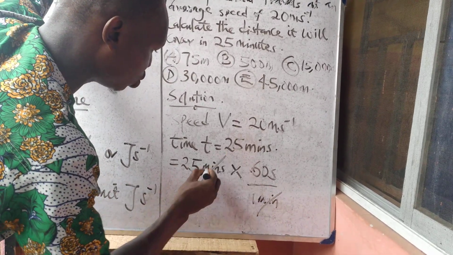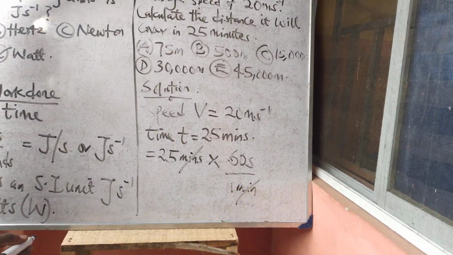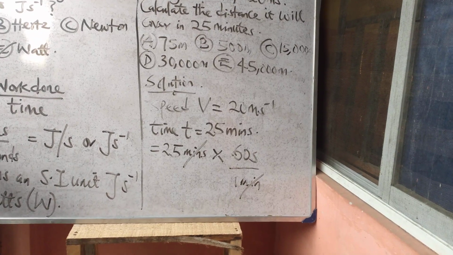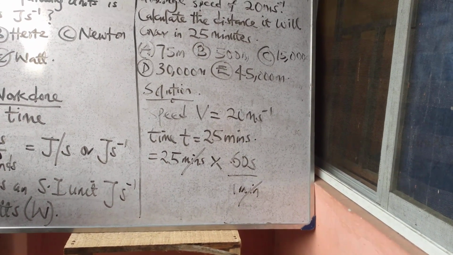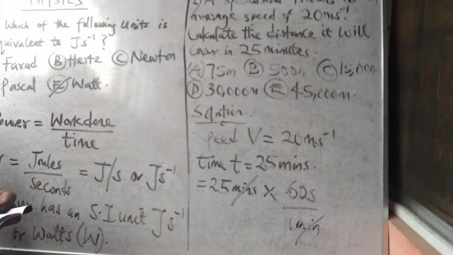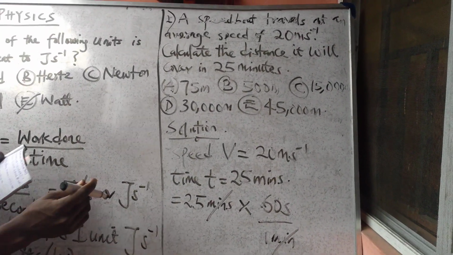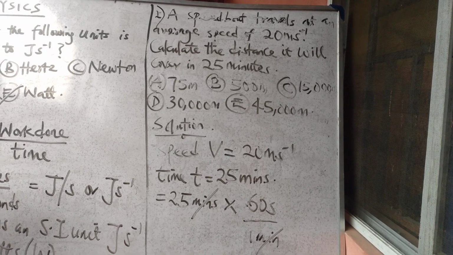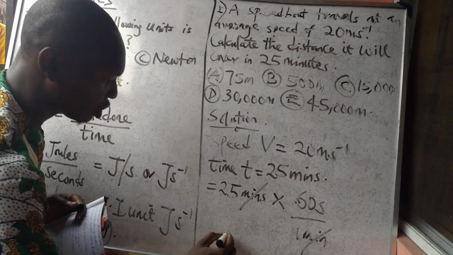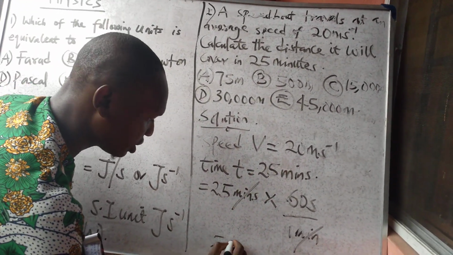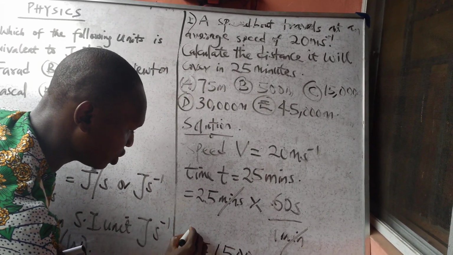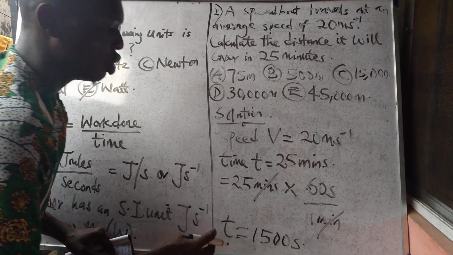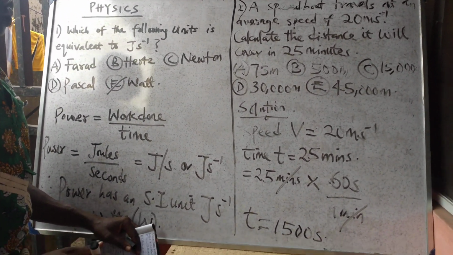So minute we cancel minute, and 25 times 60 will give us 1500 seconds. That is, using your calculator, you will obtain 1500 seconds.